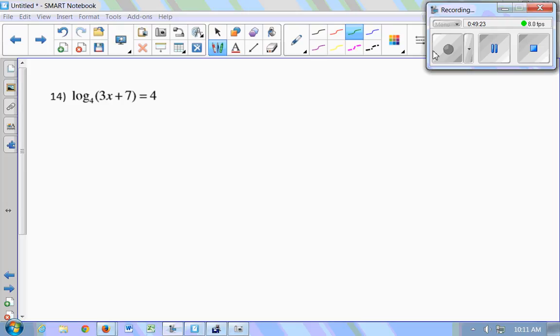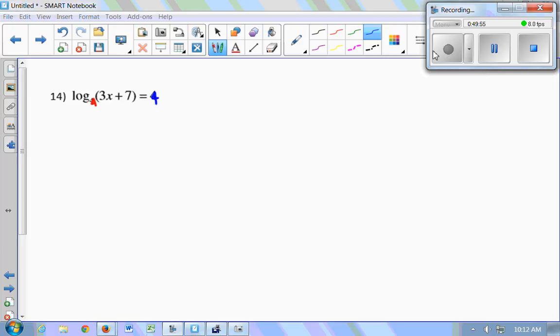Okay, so this is not a particularly good example for you to really see how to solve this because of the duplicate 4s, right? I have a 4 here and a 4 over here. So I'm going to make one of them red and one of them blue, so you can tell which one's which when I'm manipulating it. Okay, so this is a log equation. Log base 4 of 3x plus 7 equals 4.